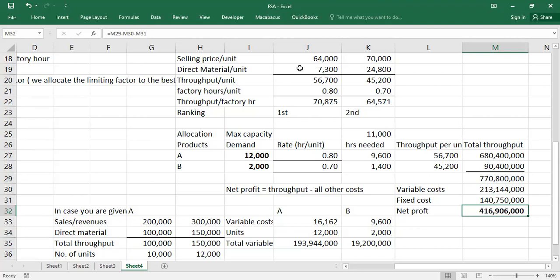All right. I've shared the Excel sheet. I hope you guys are seeing it. Yeah. Okay. So guys, that is how we do the net profit.